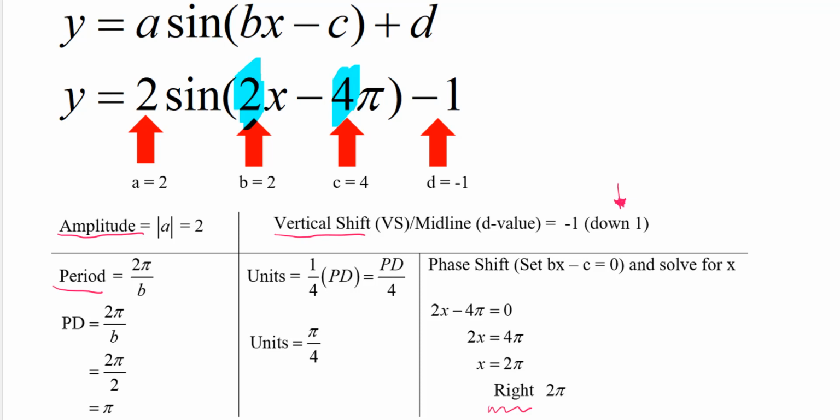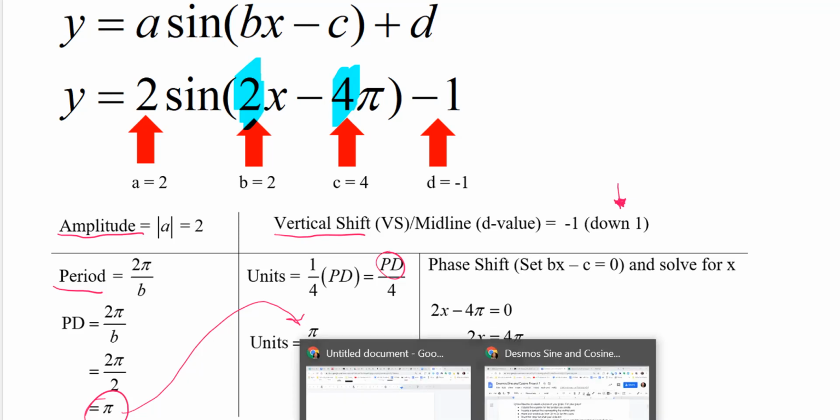And then lastly, for the units, our formula is the period divided by 4, or 1/4 times the period. And when we do that in this particular example, our period was pi, so when we plug that in for the period, we get a value of pi over 4 for our units. So that's just a quick recap of the information you're going to need to find and then be able to put into the graph. So let's now go to Desmos and put those pieces in our graph.